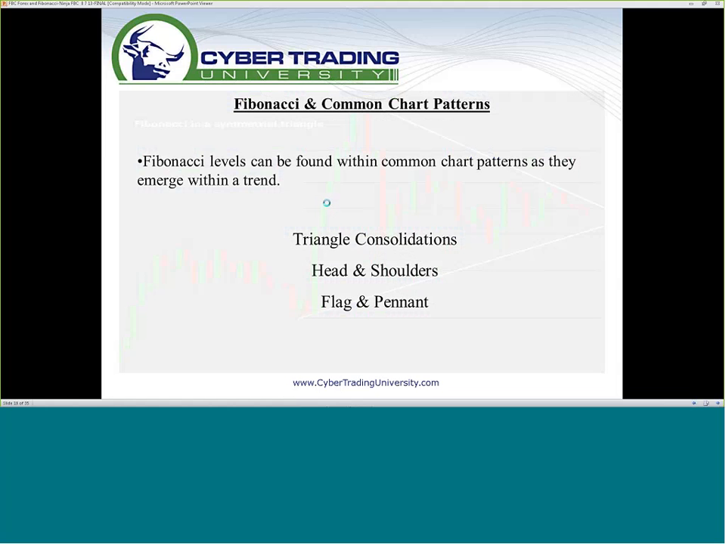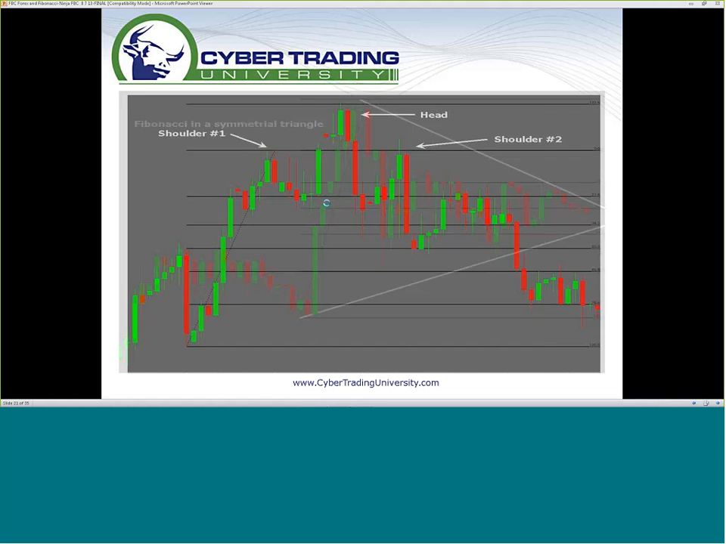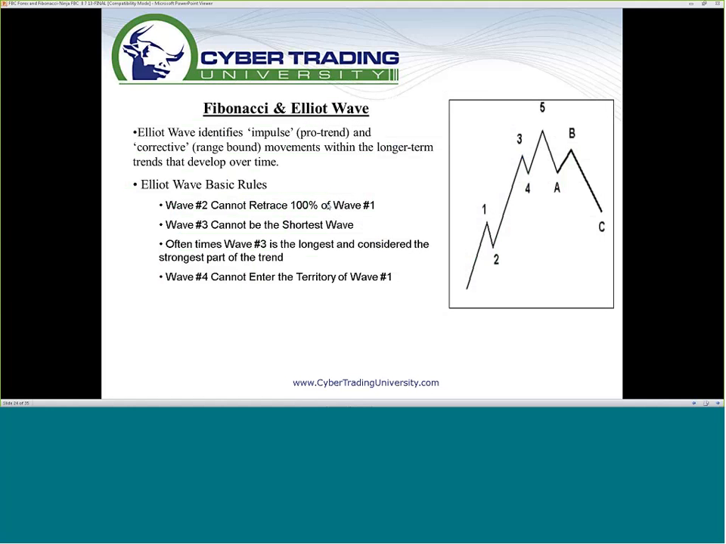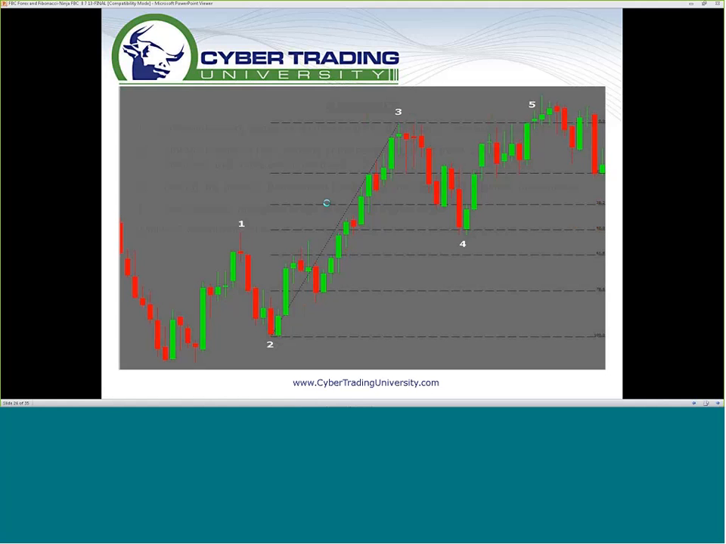Okay, so we covered all this yesterday, in addition to the fact that Fibonacci is very commonly found in most of the chart patterns that we usually find, like symmetrical triangles, head and shoulders, flag and pennant patterns, things of that nature. And of course, we wrapped up yesterday talking about how Fibonacci is certainly a crucial element in Elliott wave analysis, which is a method that some of us use to better understand the condition of the market and which way it's most likely to go. And we have a lot of rules in Elliott wave as well.